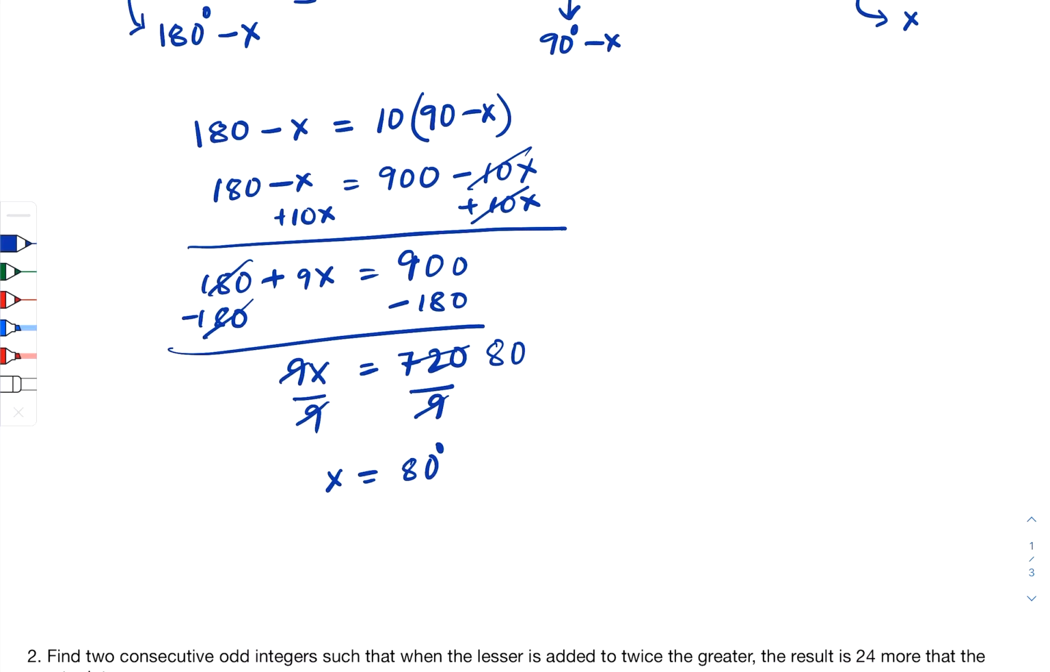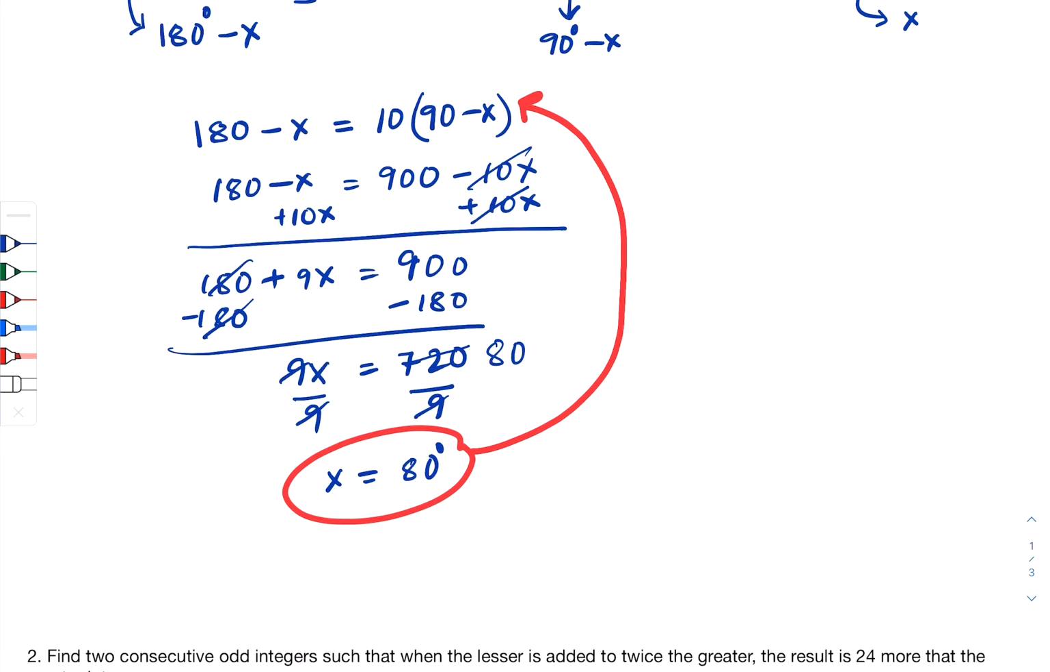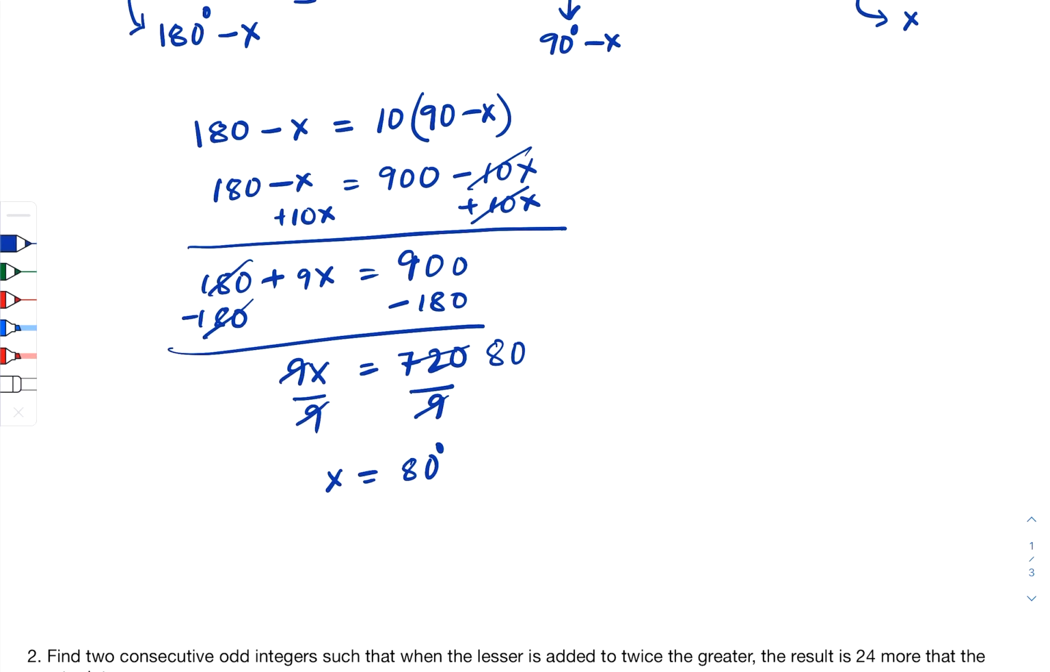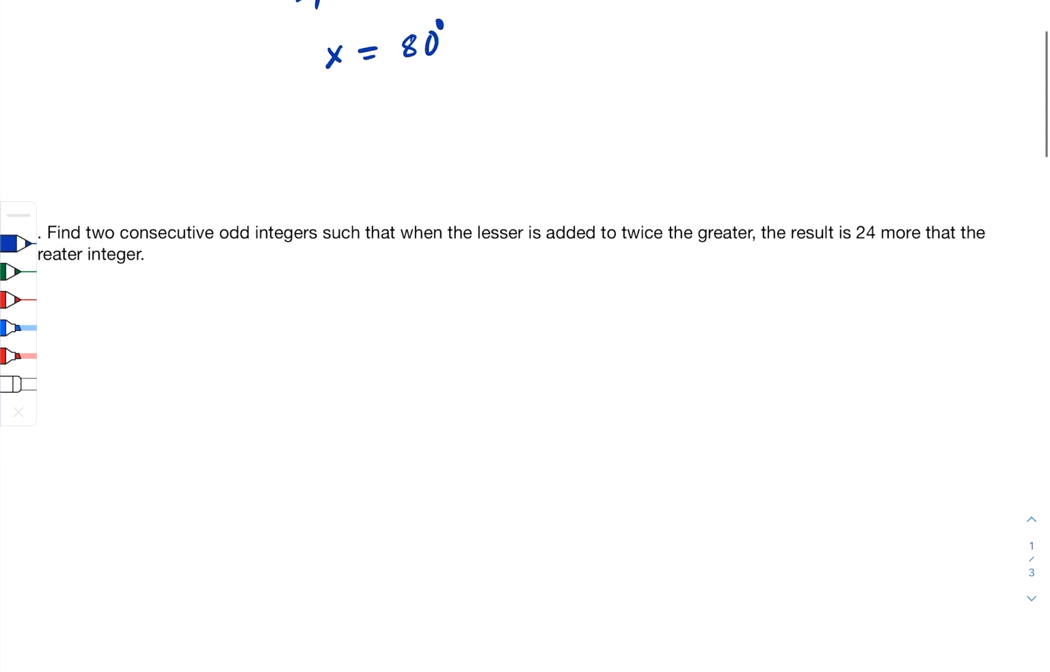Okay, and that's pretty much the problem. They're asking you to solve for x, which is 80 degrees. Again, if you take that x and you plug it into the initial equation, if the left equals the right, then you know that you did everything correctly. Okay, let's take a look at another problem.